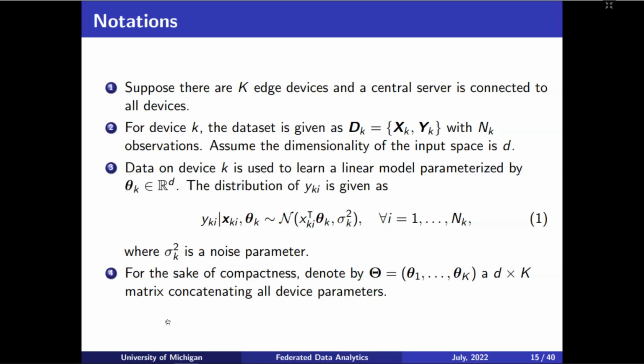And for the sake of compactness, we denote by the big theta a vector for all of the theta 1 to the theta K, which means this big theta contains all the device parameters.